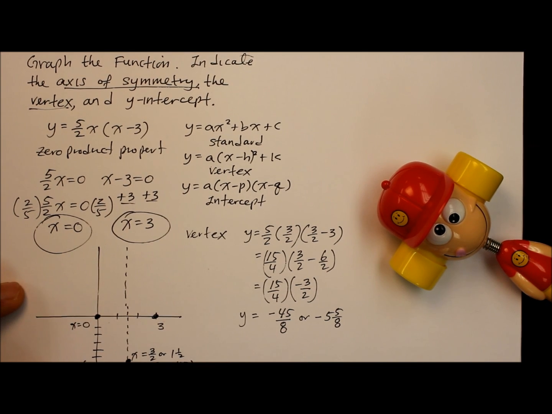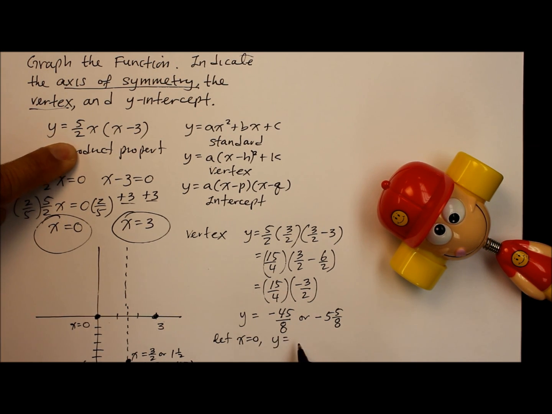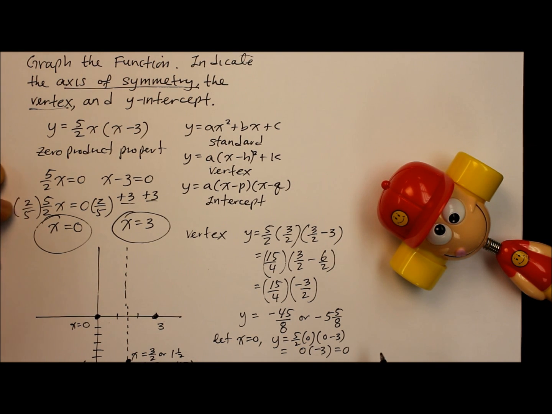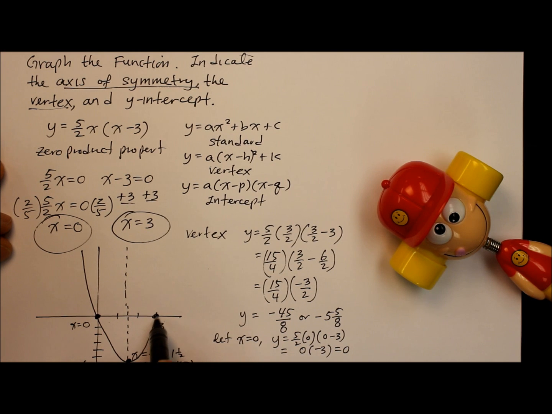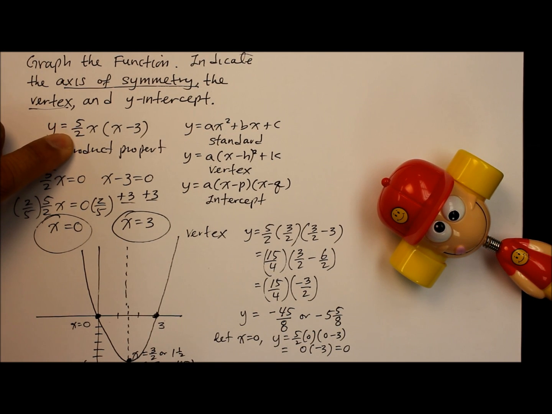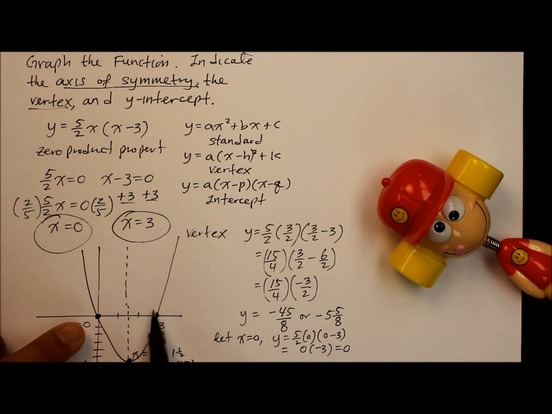To find the y-intercept, well, let x equal 0. When you let x equal 0, you take the original function and set each of those into 0, and you'll find the y. You could see that, well, this whole thing here becomes a 0 times negative 3 is still 0. Okay? So in fact, the x-intercept also happens to be the y-intercept. There it is. Opens up because of the positive coefficient. There's the 2 roots. Which one of them happens to be a y-intercept as well?